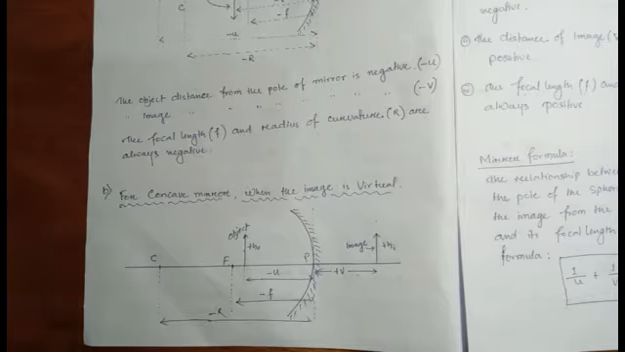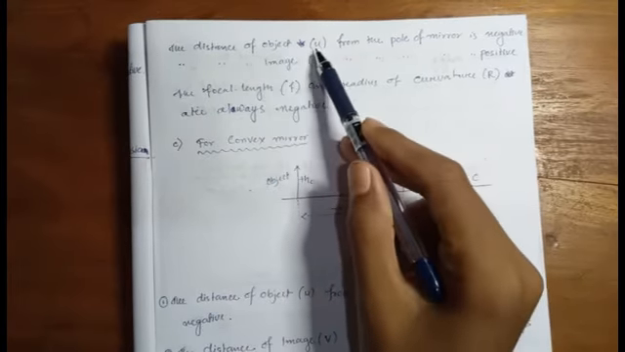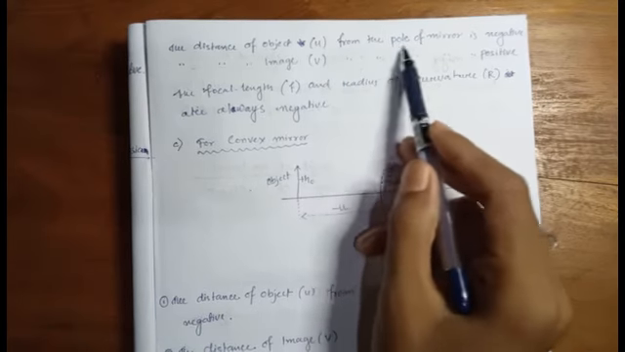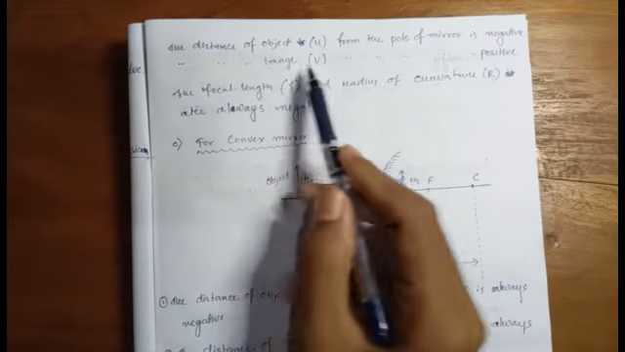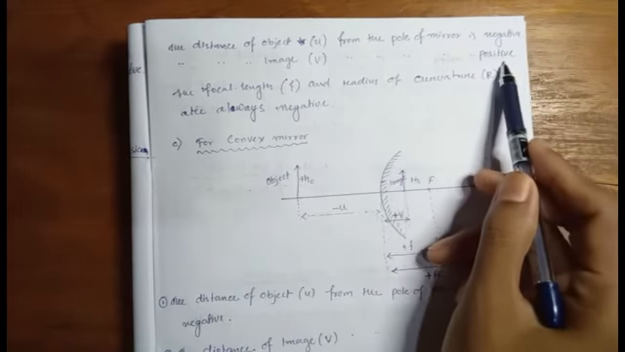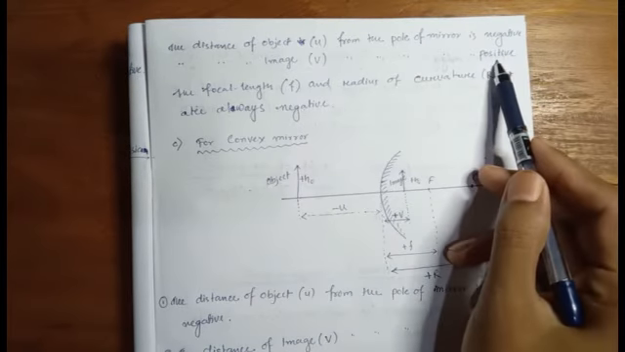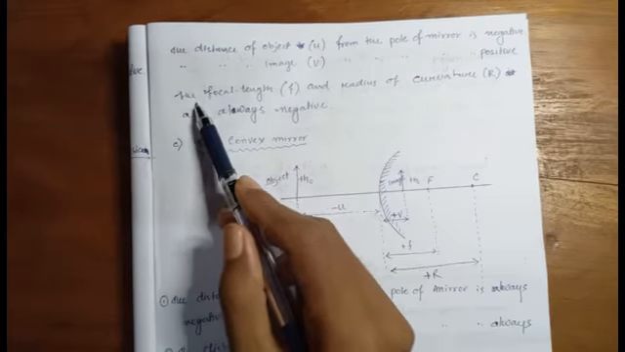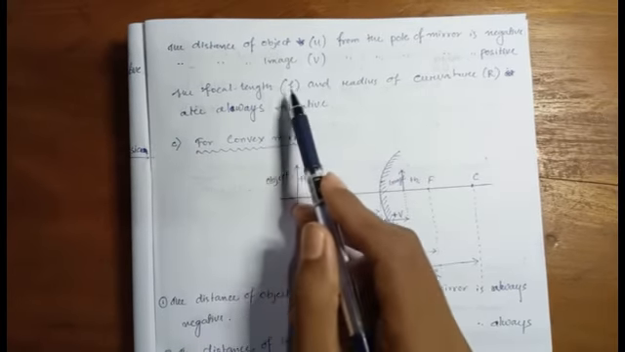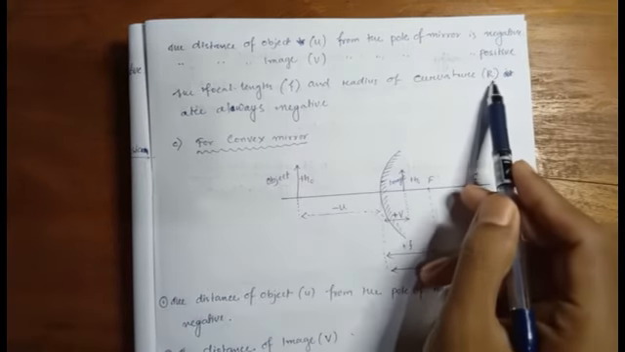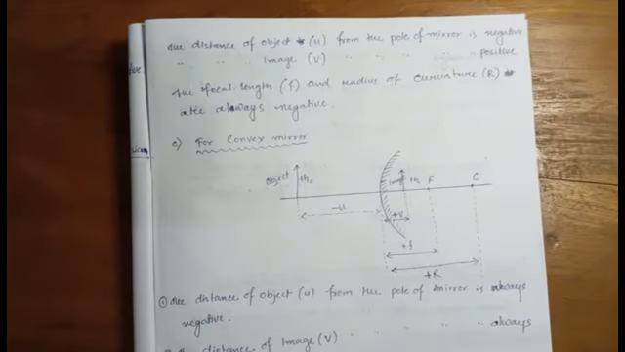Therefore we obtain that the object distance, that is u, from the pole of the mirror is always negative as it is in the left of the mirror. And the distance of the image, that is v, from the pole of the mirror is positive because the virtual images are formed behind the mirror in the right direction of the pole. And the focal length and the radius of curvature are always negative, because in case of concave mirror, the principal focus and center of curvature are always in the left of the pole.